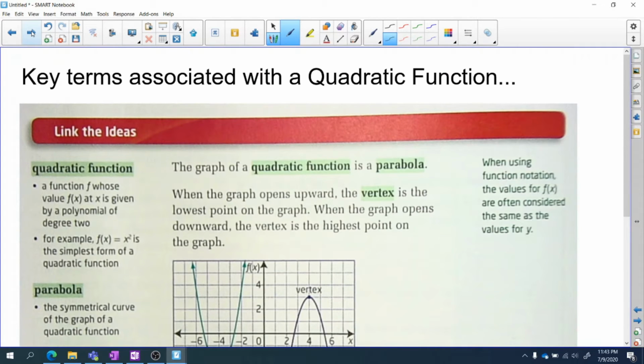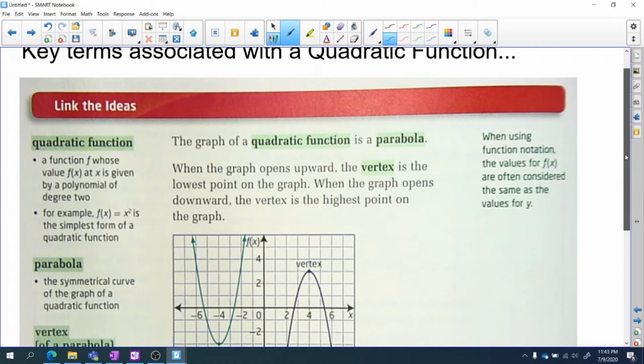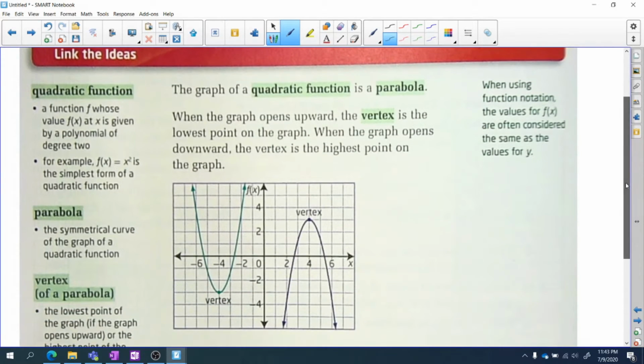Okay, this is from your textbook, and this would be an outline of some key terms. Again, I'm never going to ask you to write out the definition of terms, but what I might expect of you is that if I say, look at the vertex, you know what I'm talking about. If I say, where's the axis of symmetry on that quadratic, you would know what I'm referring to.